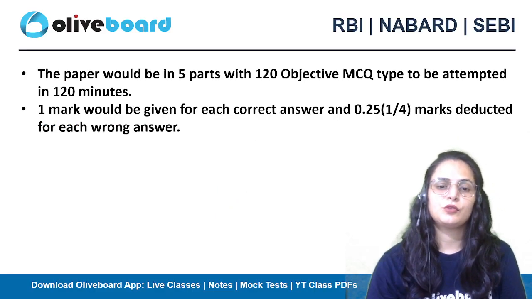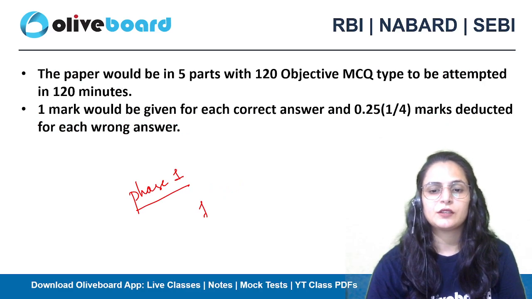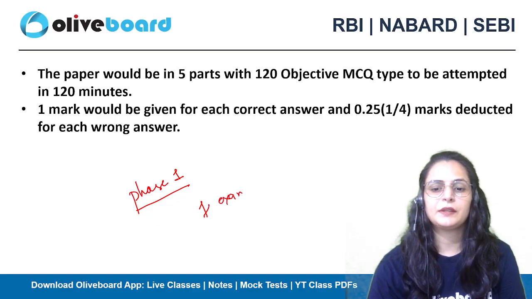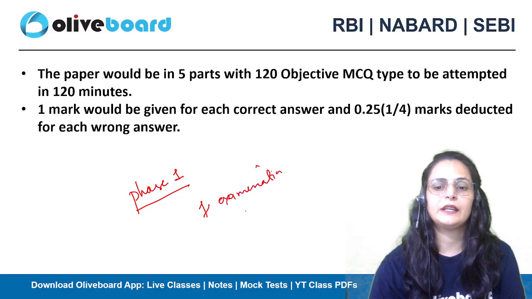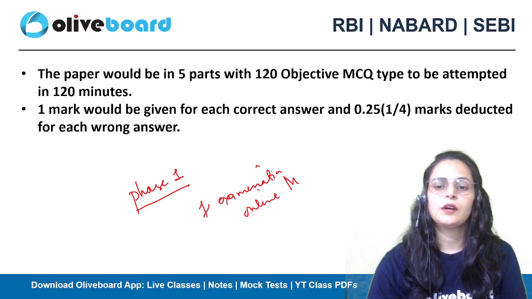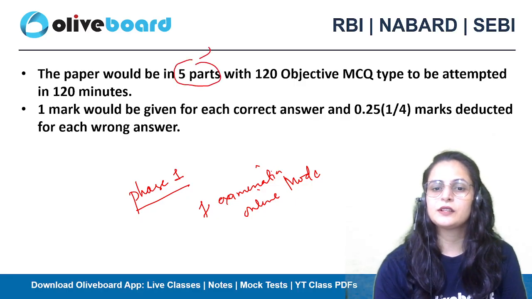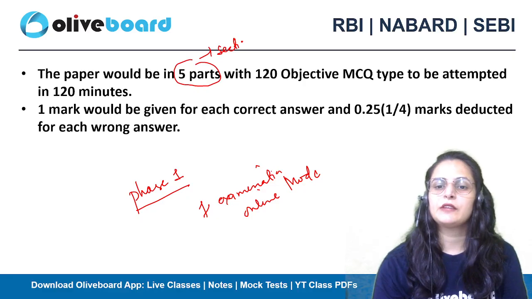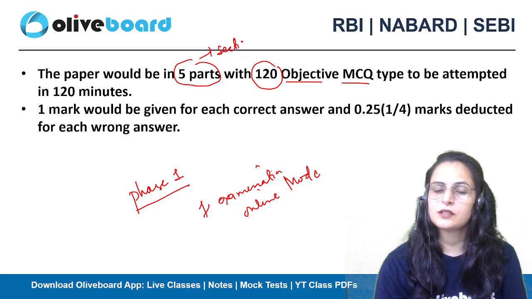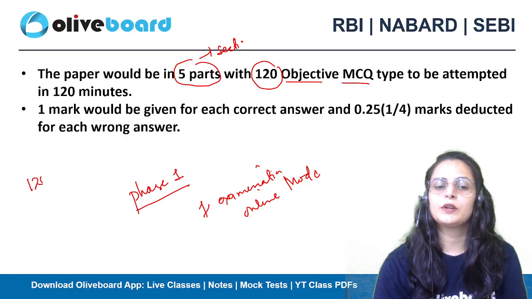So the first thing you should know is that there will be an online examination, and there will be only one examination. Okay, there will be only one examination, and that will be in online mode. Now your paper will be of 5 parts, so there will be 5 sections in the paper. All right, and there will be a total of 120 objective multiple choice questions, and you have to attempt these 120 questions in 2 hours, or we can say 120 minutes.